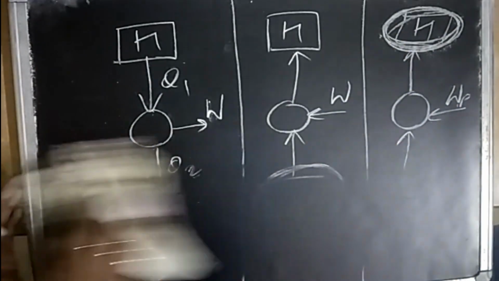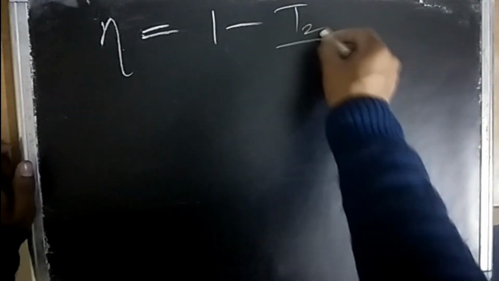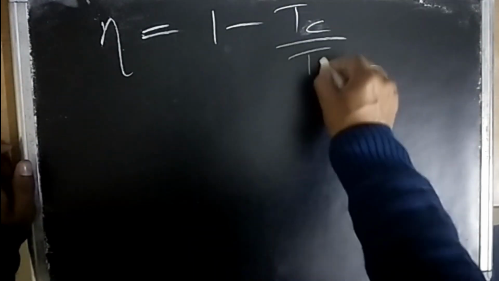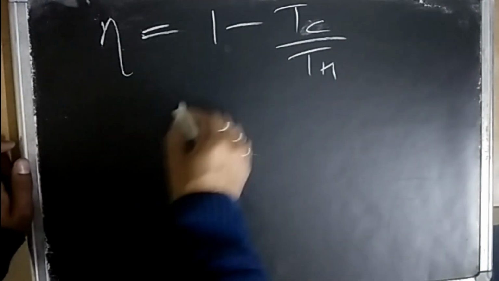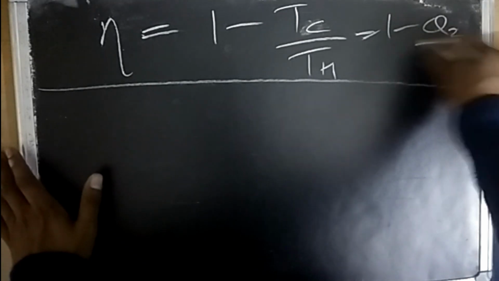Now let me write all their equations, the efficiency equations, because they are main. The efficiency and COP, I will tell you. Efficiency of heat engine is 1 minus T of 2, 2 means cold, let me write cold, and T of hot. This is the efficiency of heat engine. Everyone knows that. This is 1 minus Q2 by Q1.